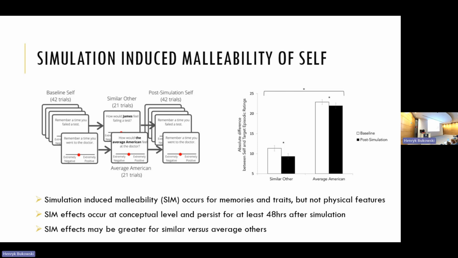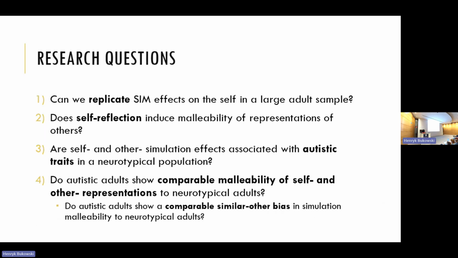All of these studies have been done on neurotypical populations, so it's unknown whether the same sorts of simulation malleability might emerge in autistic adults. Effectively, that's what we were interested in looking at. Just to be really clear, the first research question I'm going to talk through is whether we could replicate these same simulation-induced malleability effects using large adult samples.